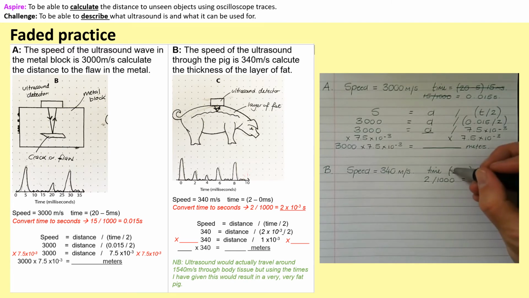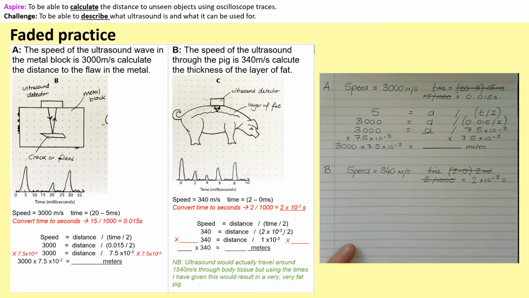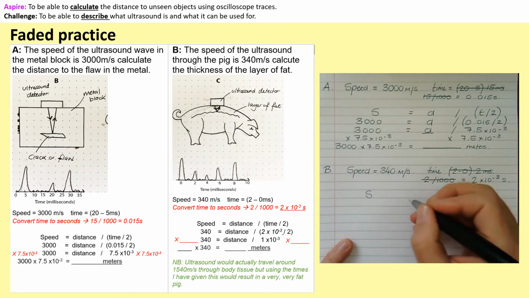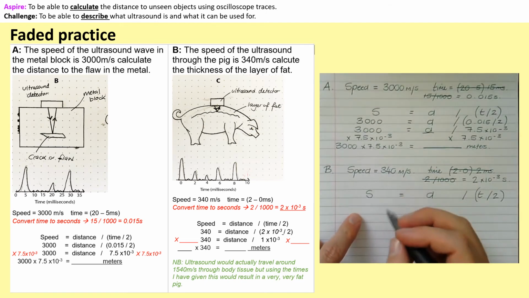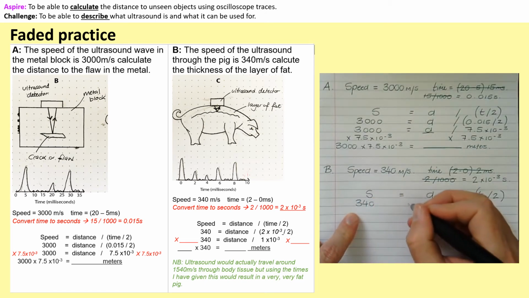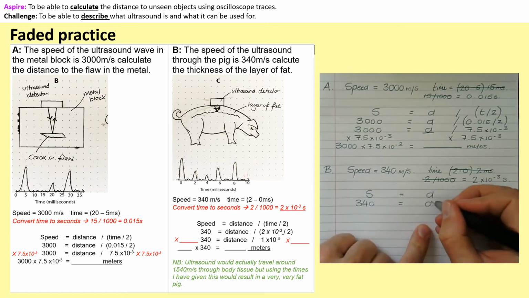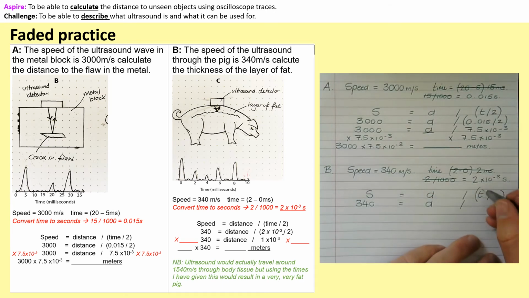Okay, cross out all of this so that your time is here. Substitute in. So the formula, speed, time, we're trying to find distance. Speed equals distance divided by time. Remember though that this is the pulse that has been sent out and back, so it's time divided by 2. Let's substitute in. So 340 for speed equals distance is unknown divided by time divided by 2. So the time is 2 times 10 to the minus 3 divided by 2.